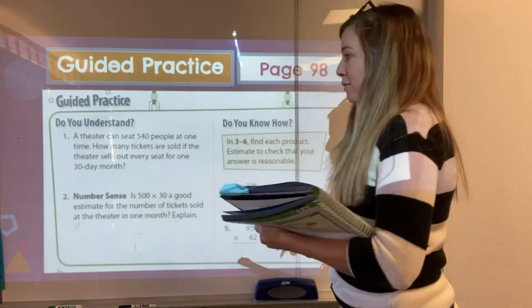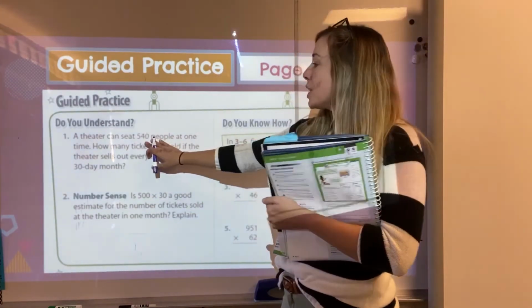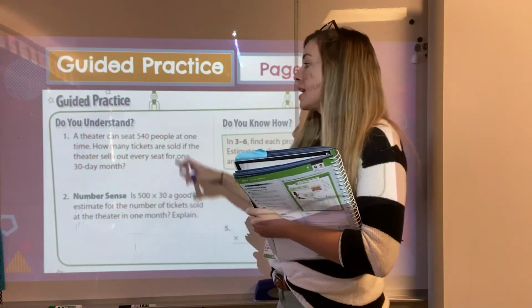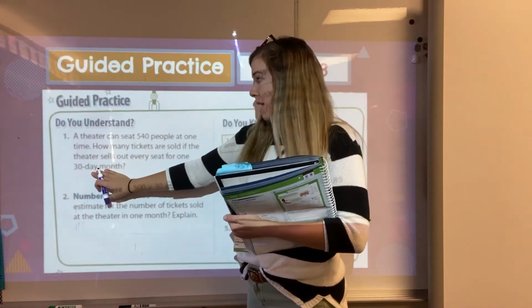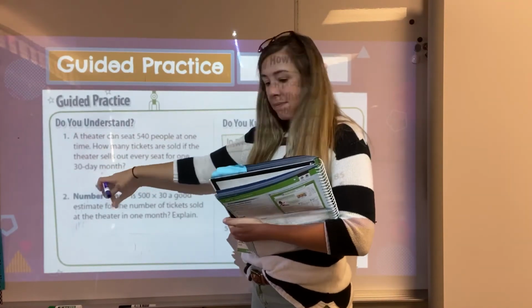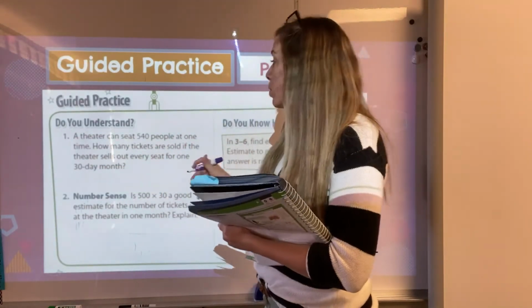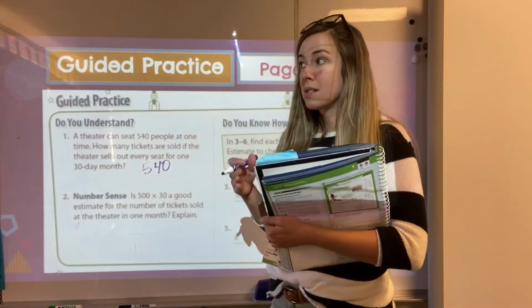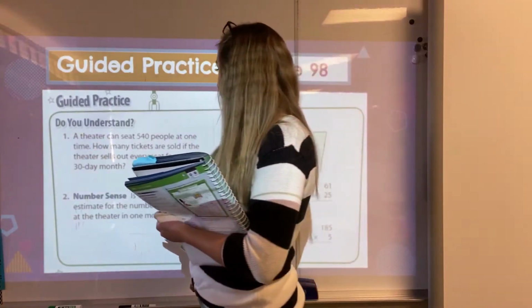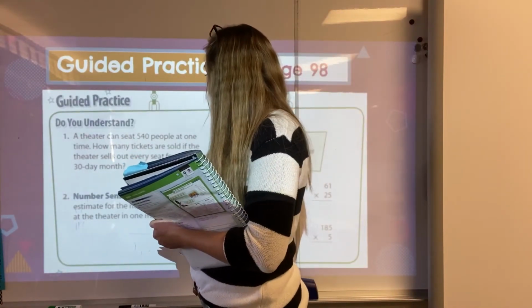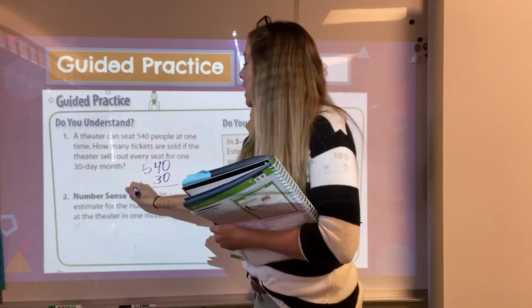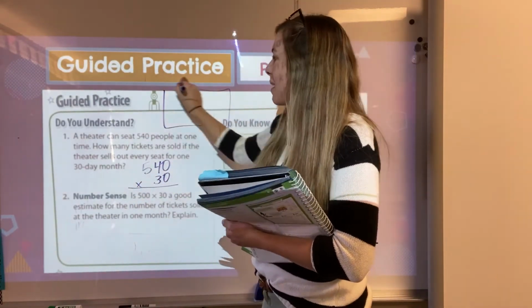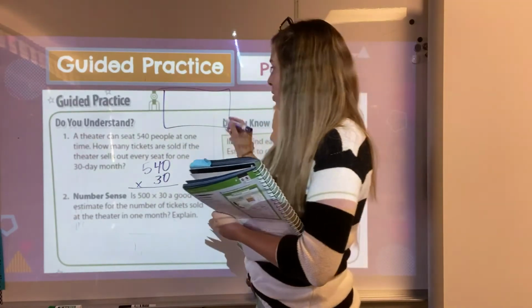That was kind of hard for me to read. I don't know why. Okay, so the full theater is 540 people. If it's selling out, it's selling all of the tickets. And so if there's 30 days in a month that they're selling every single day, then I need to take my 540 spots and multiply it by the 30 days where it's sold out every single day. Must be a great show, right? Maybe I would go. So we can multiply it with the standard algorithm like that, or you could do the box method.